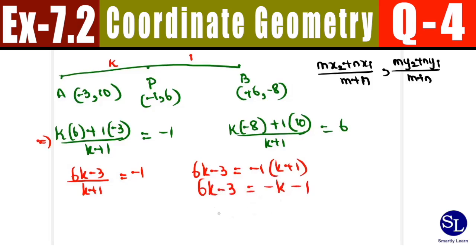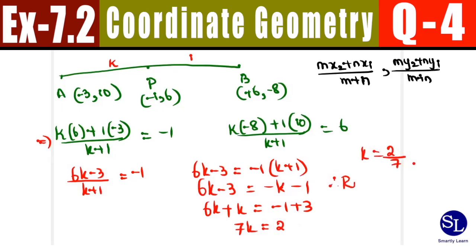I'm bringing all the k's together. So 6k + k is equal to -1 + 3. So 7k is equal to 2. So k is equal to 2 by 7. Therefore, the ratio is going to be equal to 2 is to 7. So P, the point (-1, 6), divides these 2 points in the ratio 2 is to 7.